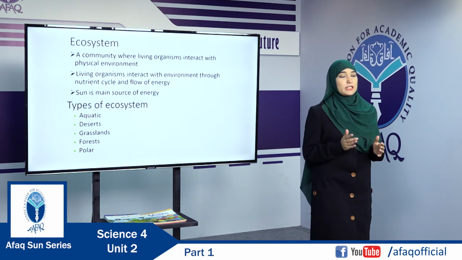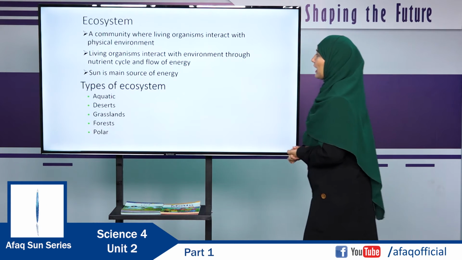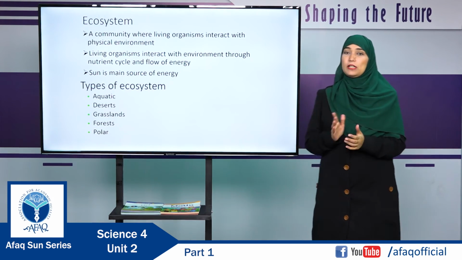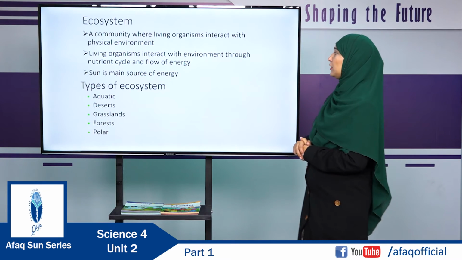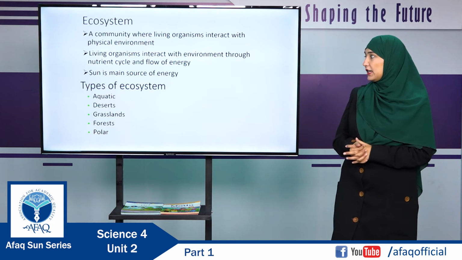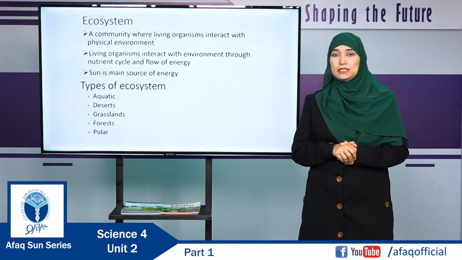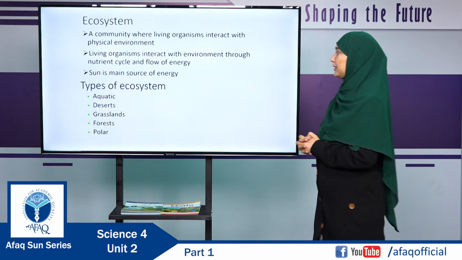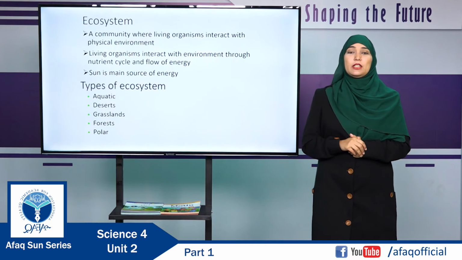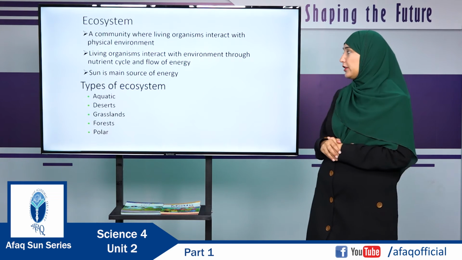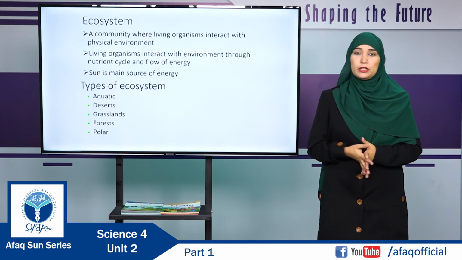Ecosystem. What is an ecosystem? A community where living organisms interact with their physical environment is called an ecosystem. Living organisms interact with the environment through nutrient cycles and flow of energy. And what is the main source of energy? The sun. The sun is the major source of energy in an ecosystem. Now, what are the types of ecosystems? You can find different ecosystems on this planet Earth, like aquatic, desert, grasslands, forest and polar ecosystems.